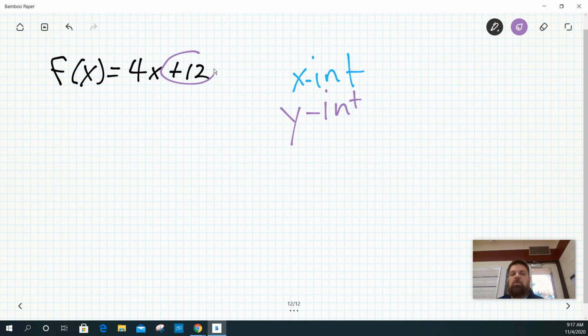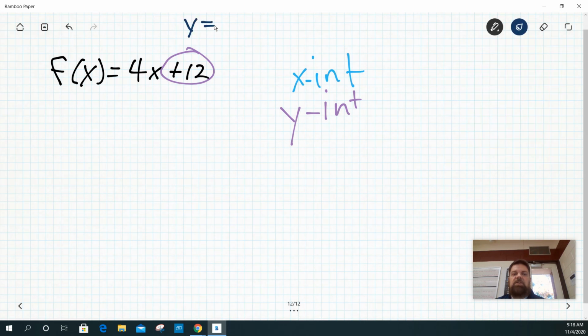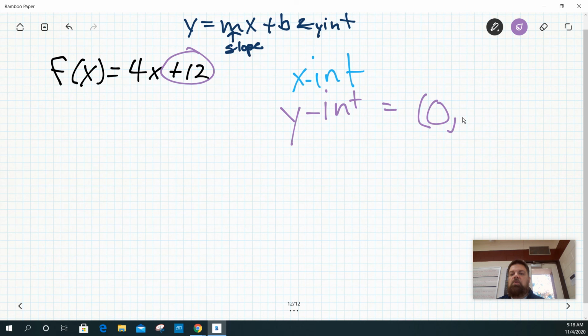Okay. Well, I already know what the y-intercept is, right? Because remember that when we have something that's written like y equals mx plus b, the b is actually the y-intercept, and the m is the slope. So just by looking at this equation, I know that the y-intercept occurs at (0, 12), right? Because it crosses the y-axis at 12.